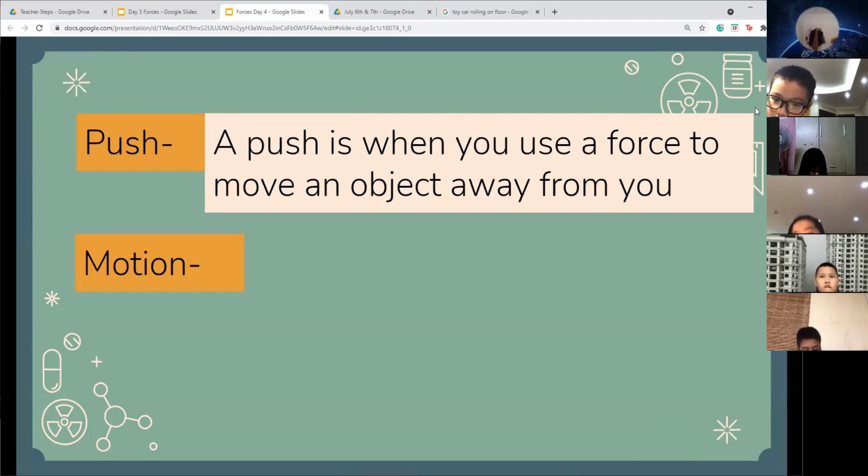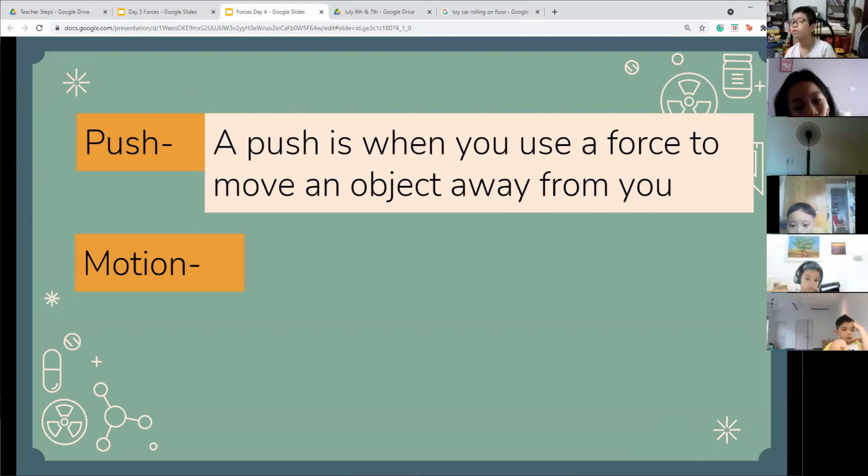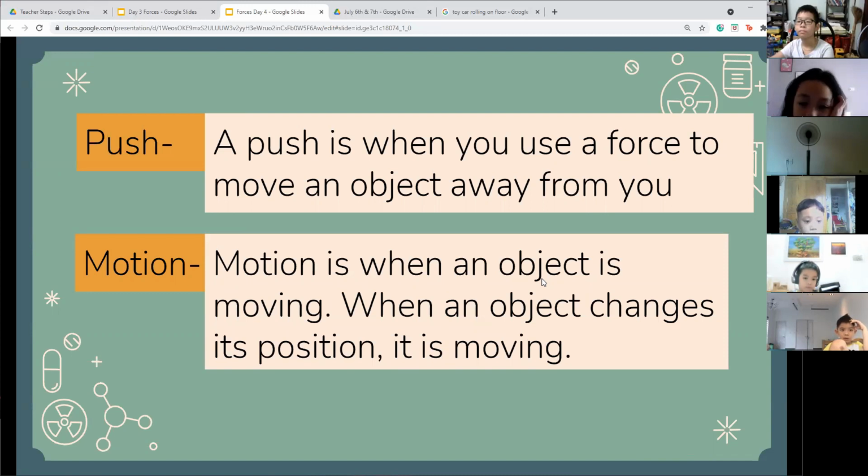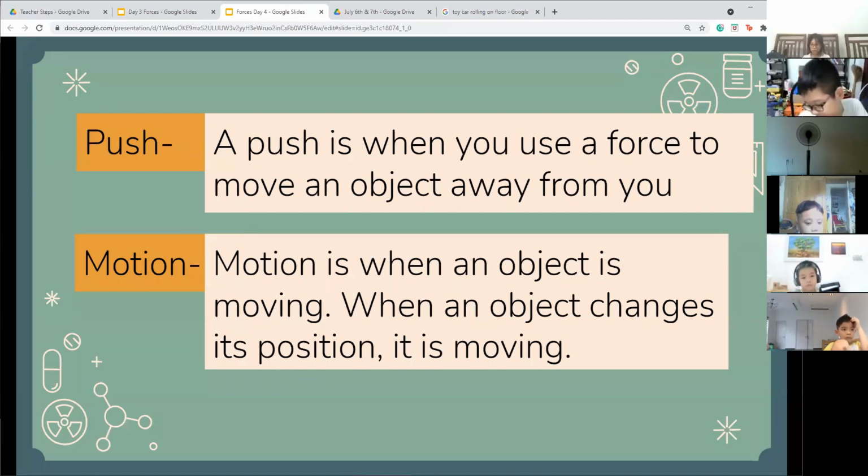And motion, this is a hard one. Mia, do you have a guess? Motion is when an object is moving. When an object changes its position, it is moving. Very good. I'll give you an example. If I have my wallet, right now there is no motion. It's staying in the same place. But if it changes its position from my left hand to my right hand, it now has motion because it's changing position.